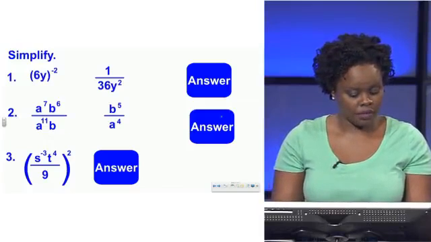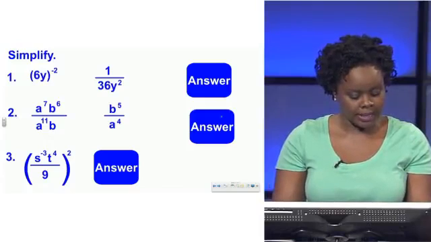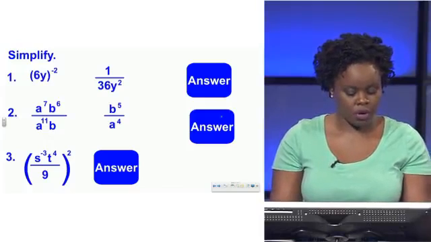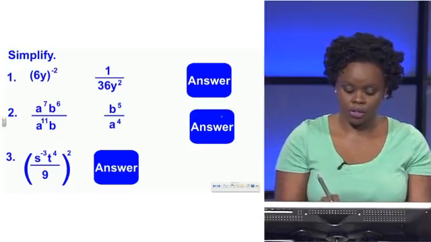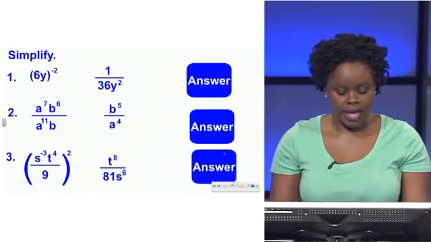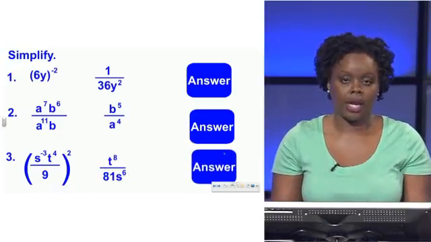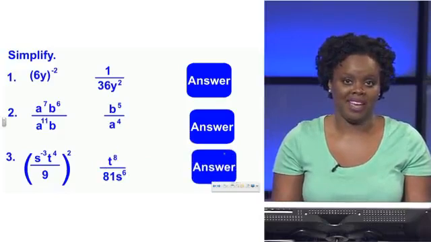All right, and for number 3, you had s to the negative 3rd, t to the 4th over 9, and you were squaring that quotient. That answer was t to the 8th over 81 s to the 6th. All right, now if you want to see how I did any of these, then stay with me.